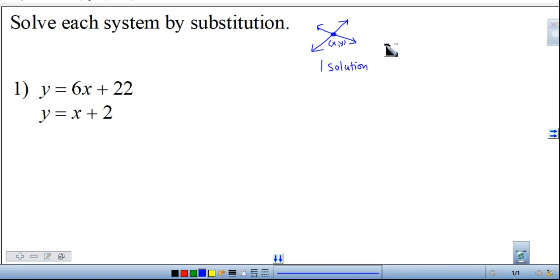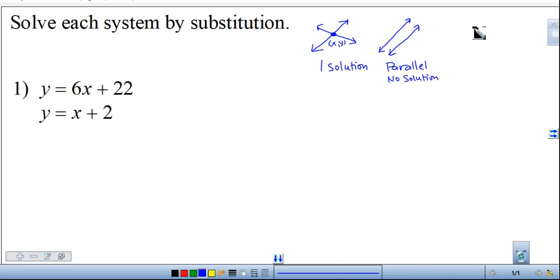Possibility number two, these two lines could run side by side, having the same slope. And in this case, they won't ever cross. These are parallel lines. If they never cross, they have no solution.